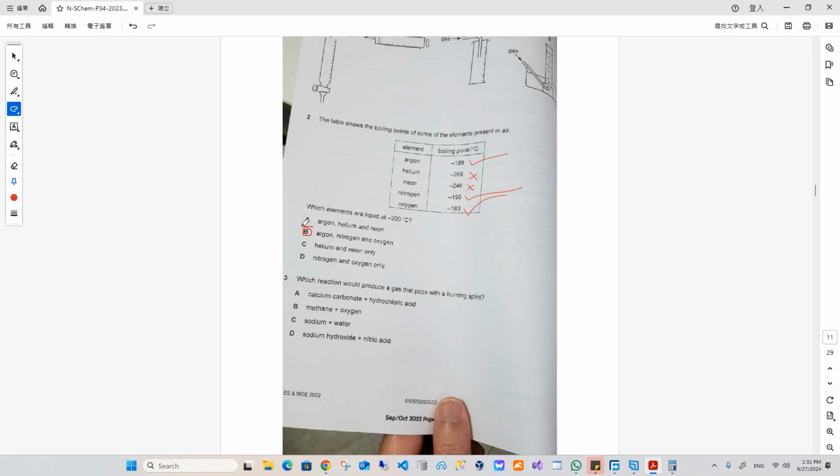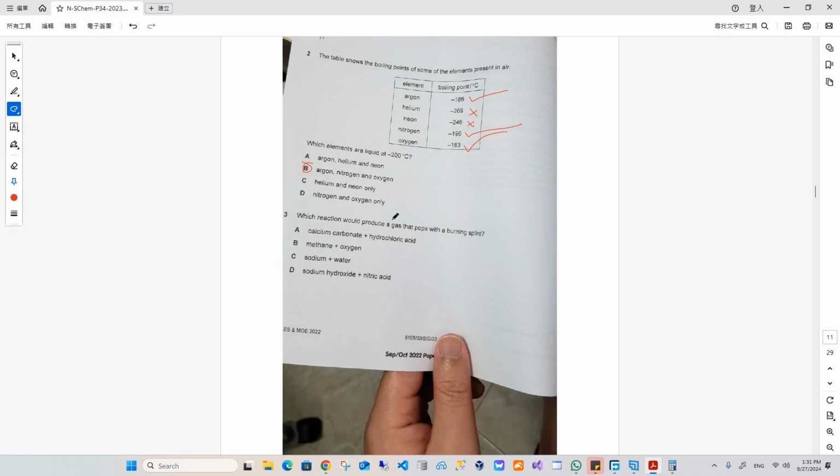Answer is B. Which reactions produce a gas that pops with a burning splint? Burning splint pop is hydrogen. Hydrogen. Which reaction will produce hydrogen?